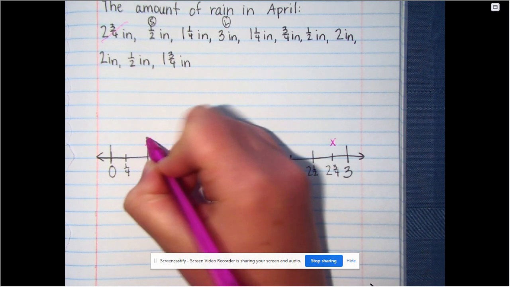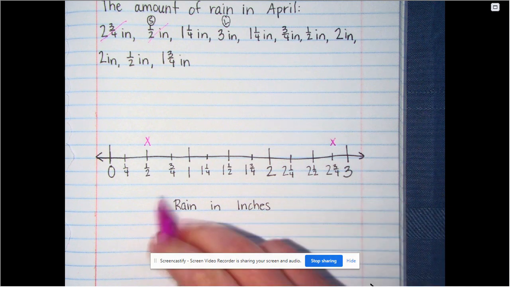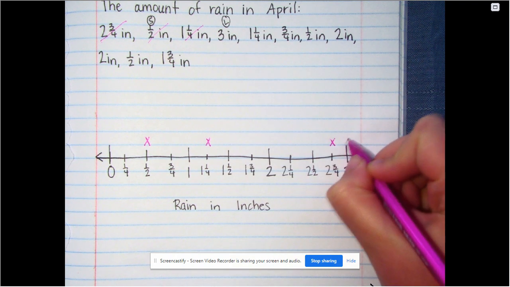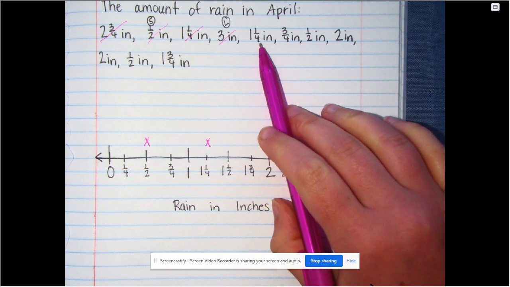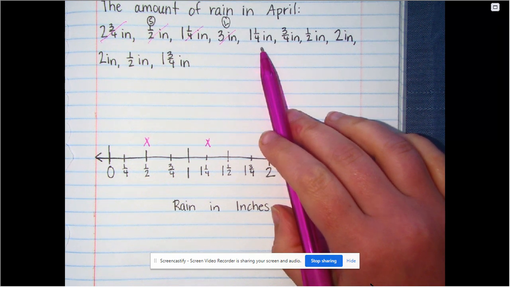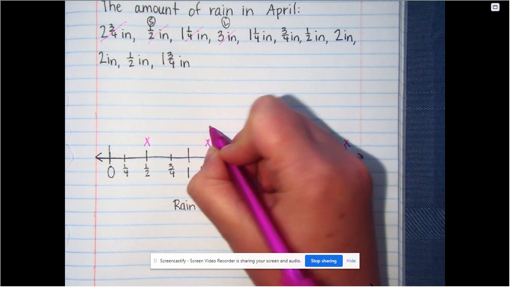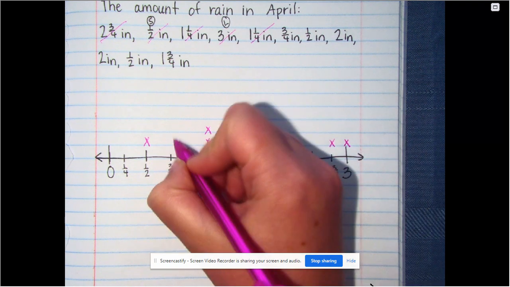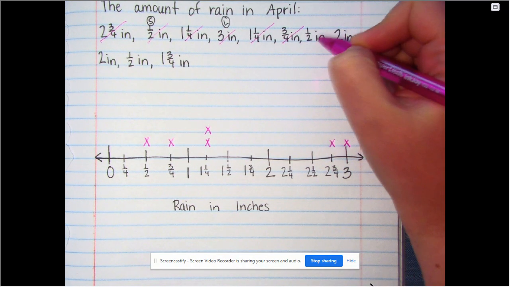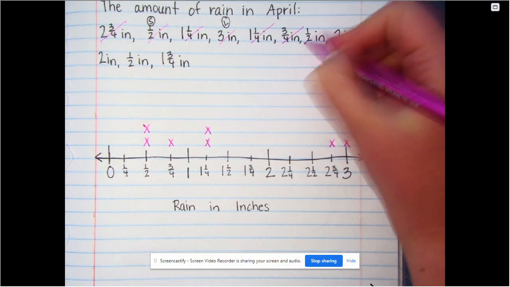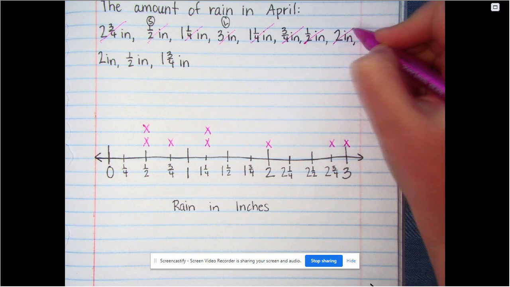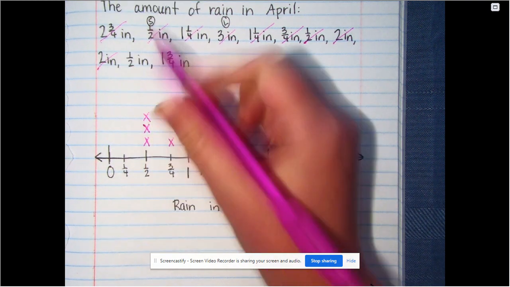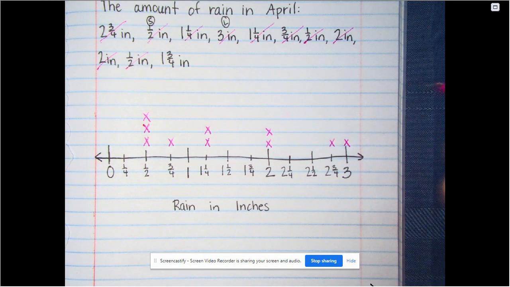1/2, 1 1/4, 3 inches, 1 1/4. Ooh, and we'd already had 1 1/4. So now I'm going to draw another X right on top of that first one. 3/4 inch, 1/2, 2 inches, 2 inches, 1/2 inch, 1 3/4 inch.